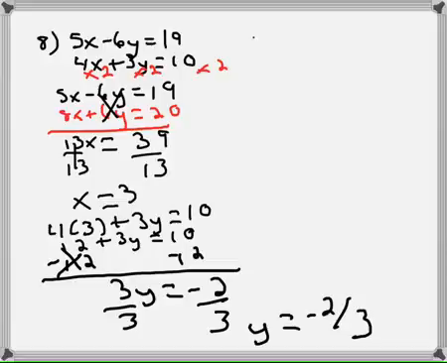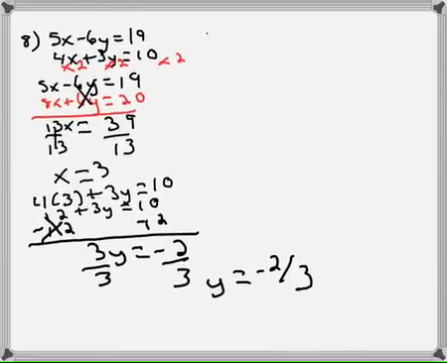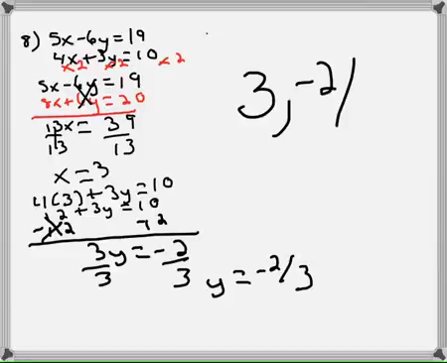Now I have to solve for the x by putting the y back into the equation. You can choose whichever equation you want. Oh, no I don't, silly me, I'm done. I already solved for the x. 3 and negative 2/3. 3 comma negative 2/3 is my answer. Copy down number 9.